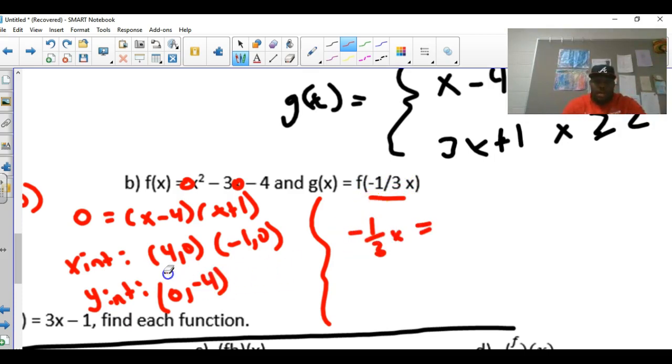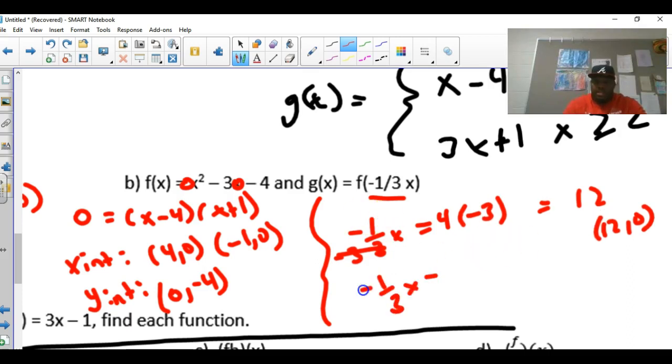and set it equal to my x-intercept of 4, and solve this, you see how I'm going to multiply by negative 3 on this side to cancel that out. So I multiply this by negative 3, my new x-intercept is 12. So that one's going to give me 12, 0. That's my first x-intercept. Take the negative 1/3 x again and set it equal to my other one, negative 1.